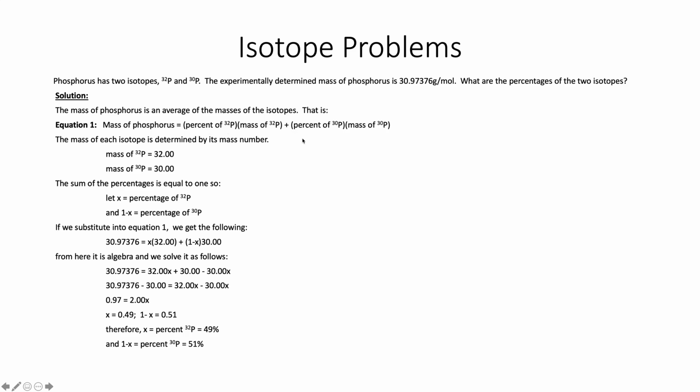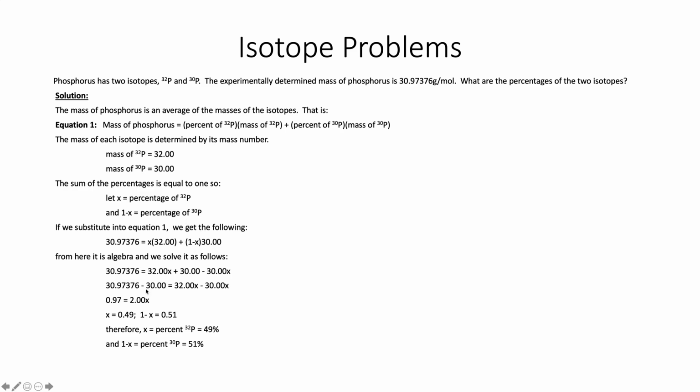Now we don't know the percentages, but if the P32 is some of it, then the P30 is the rest of it, right? So the sum of the percentages has to be equal to 100% or 1. So if this is some of it, that's the rest of it. So x plus 1 minus x equals 1. If we put these into this equation, the mass is 30.97, which I got off the periodic table. For the P32, the percentage is going to be x, and the mass is 32. For the P30, the percentage is 1 minus x, and the mass is 30.